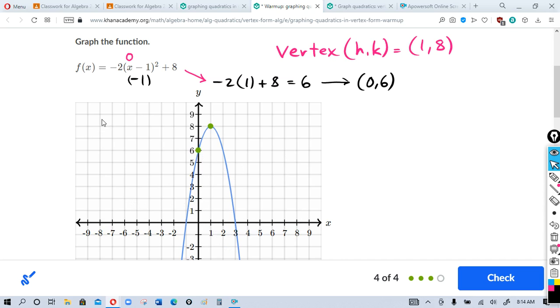Is it supposed to? Yes, look at this number right here, the negative 2. That proves that it opens down. Because you got to remember the equation for the parabola in vertex form. This is a times x minus h squared plus k. So the a value is negative 2. When a is negative, it opens down.